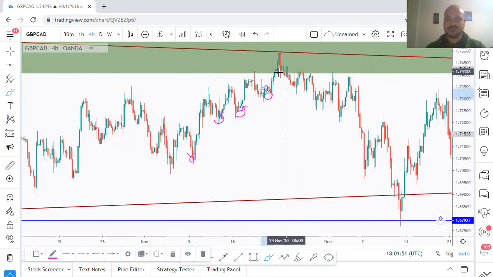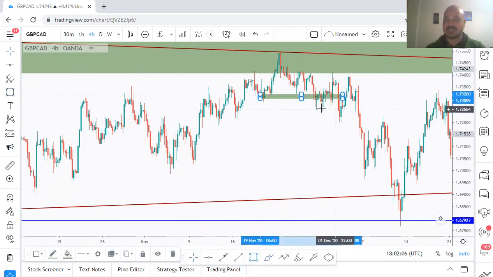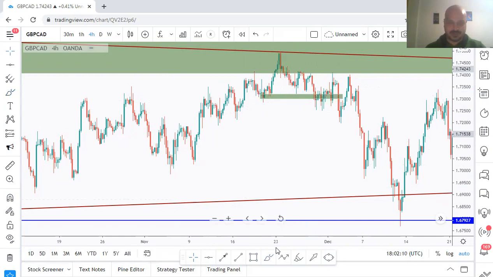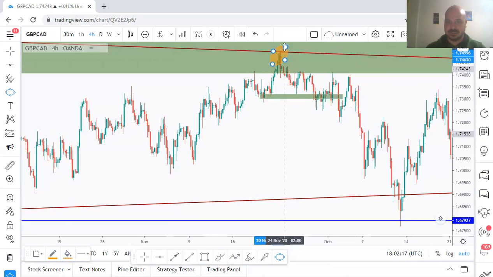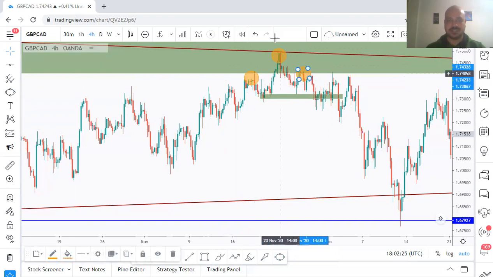Price failed to make a higher high and made a lower high. That's an early alert that a potential reversal might happen. And the reversal was confirmed around here when price broke below the previous low, right? And of course, obviously, we do have a head and shoulders pattern. Let's make it visible for you guys. Head, left shoulder, and right shoulder. Just give me a minute.